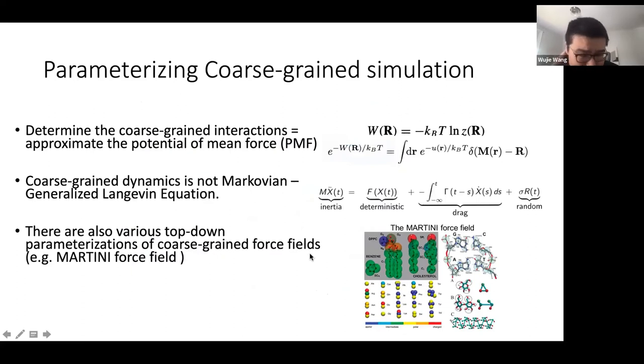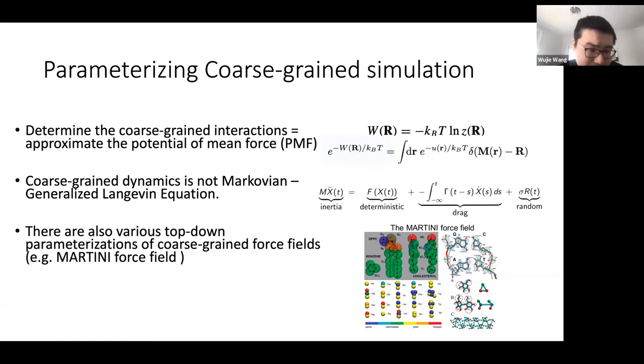And some basic literature review about how to coarse-grain and how to perform coarse-grain simulations. There has been a lot of literature around this topic. From the statistical mechanics point of view, determining the coarse-grain interactions is almost equivalent to approximating something called the potential of mean force. That's basically the logarithm of the coarse-grain density function. This assumes that you want to derive an effective potential that recovers the equilibrium coarse-grain distribution. There's a lot of literature around how to derive such a potential to approximate the potential of mean force.